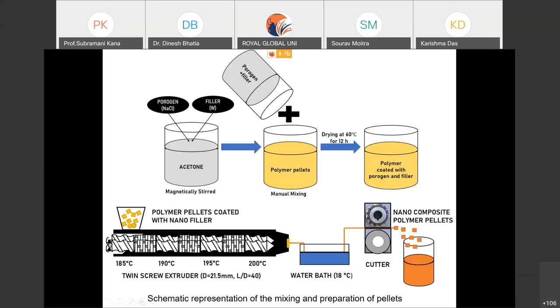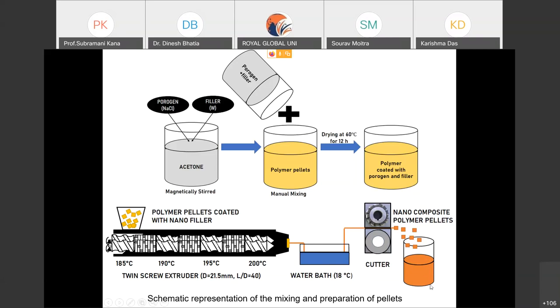Once you mix it here, due to high shear, there will be a perfect blending of the polymer, the porogens, and the filler material. You will have a homogeneous dispersion of it. Then you will get it in the form of a wire, and once it is cooled, it will go to the pelletizer. Once it passes through the pelletizer, you will have it in the form of pellets.